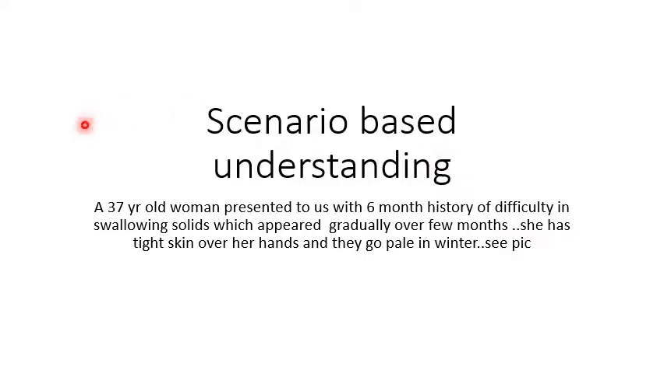Now you can read that there is a 37-year-old woman who presented to us with a 6 months history of difficulty in swallowing solids, which appeared gradually. Now this is very important: the swallowing difficulty has appeared gradually over a few months. She has tight skin over her hands and her hands go pale in winter.